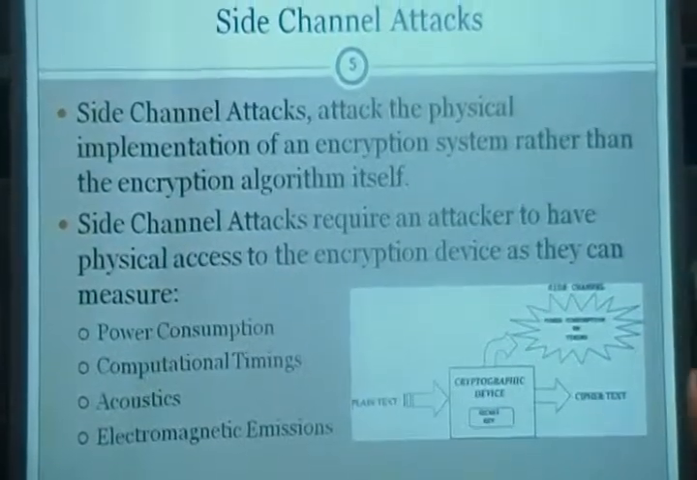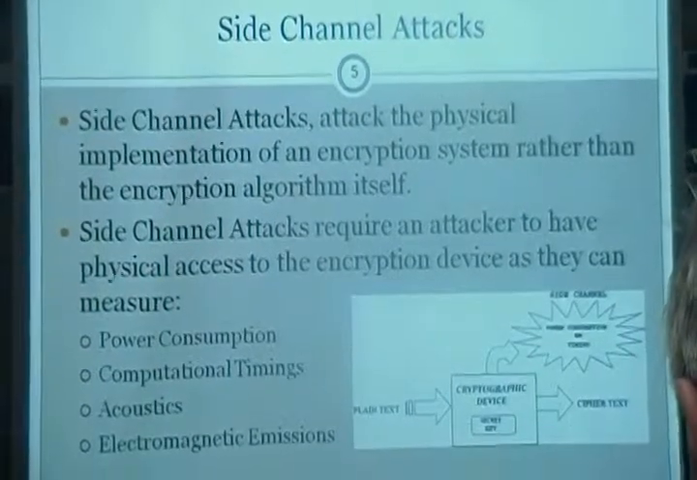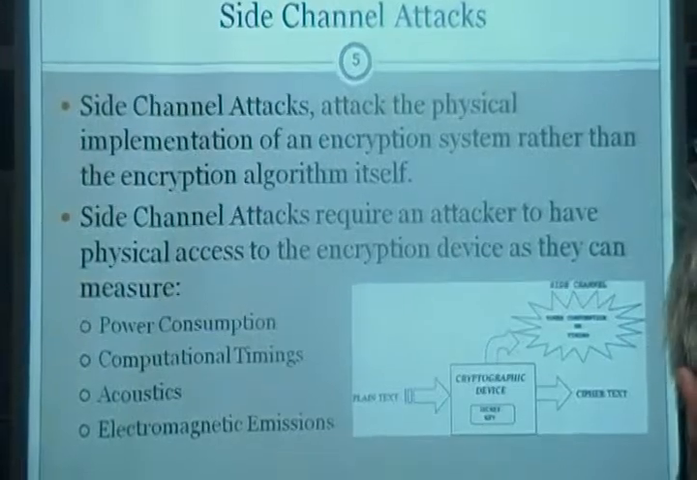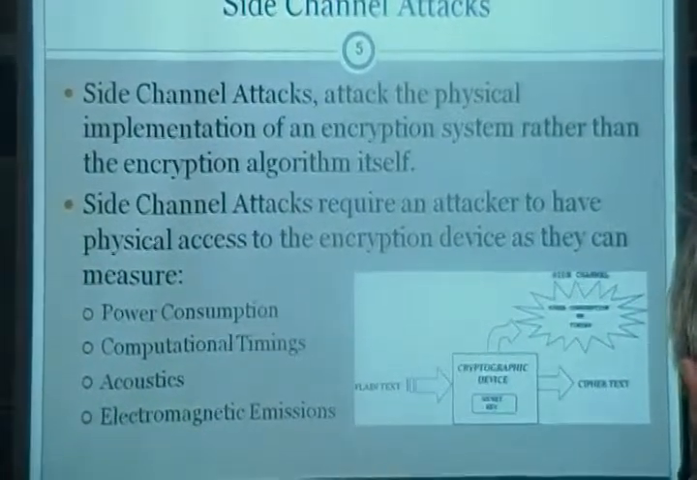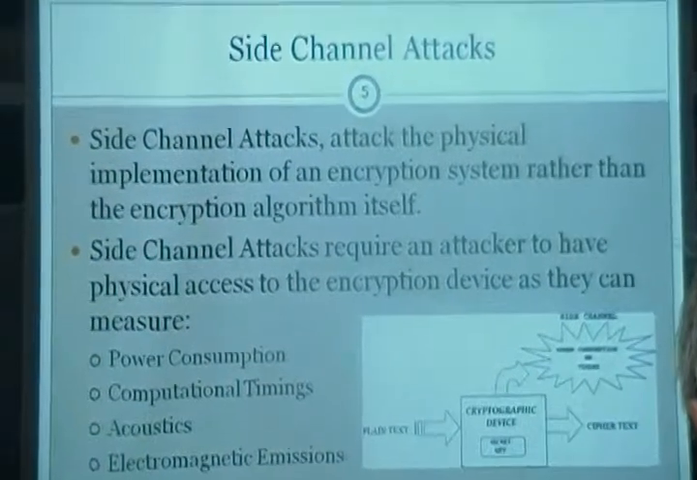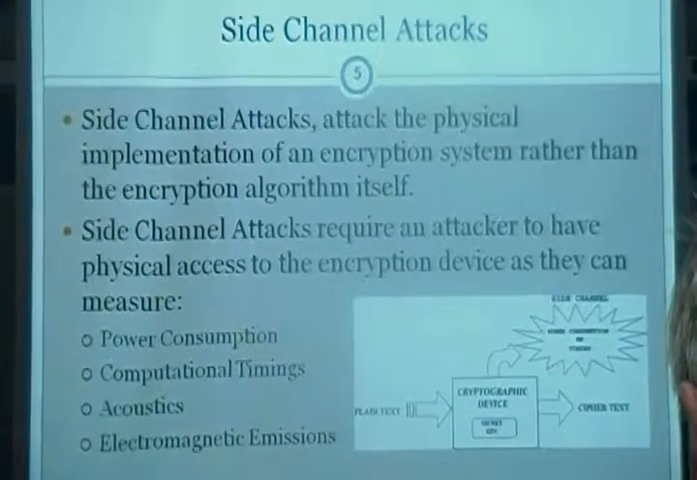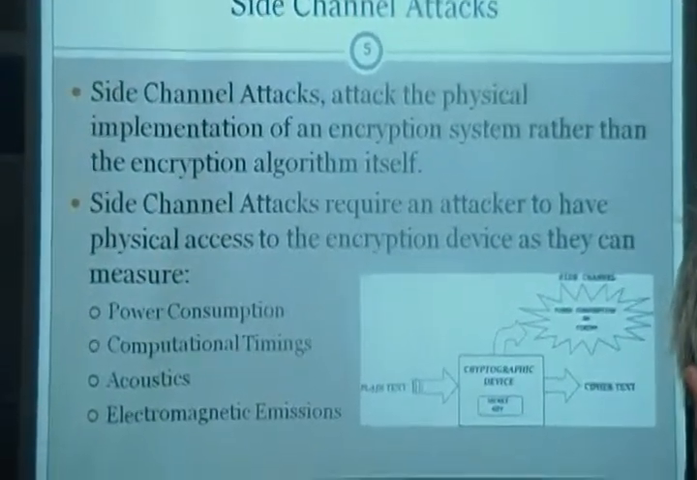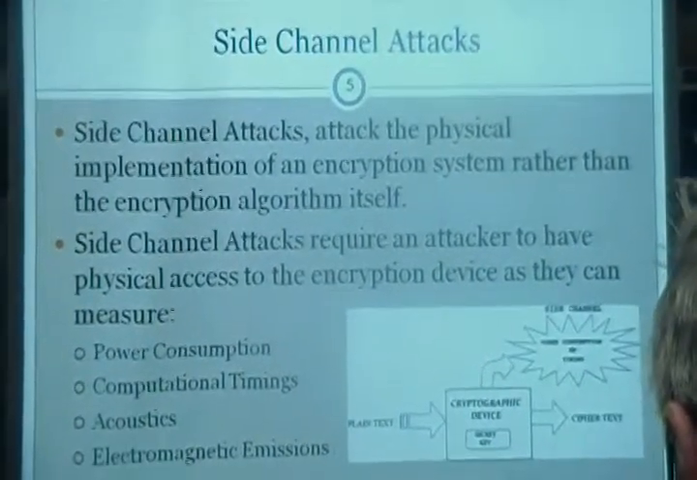While designed to be mathematically secure against attack, a side channel attack can be used to crack the encryption key a lot faster. This is due to the fact that once the cryptographic algorithm is implemented on a physical device, an attacker could measure such things as power consumption, computational timing, acoustics, or electromagnetic emissions of the device to obtain the key.